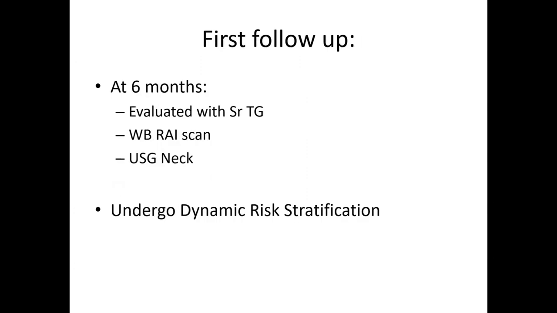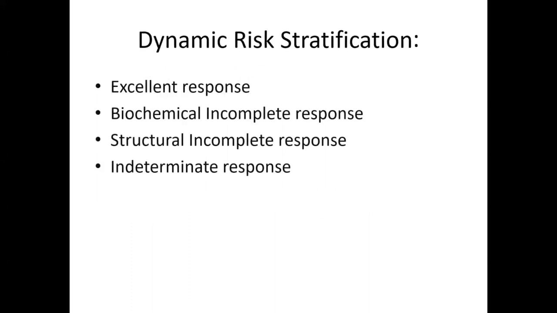Now, after our RAI, we call the patient at 6 months. This is our first follow-up. At the 6-month mark, we evaluate the patient with preferably stimulated serum TG, USG neck, and if desired, a whole body RAI scan. Using the results of these tests, the patient undergoes dynamic risk stratification, which means that if a patient is of intermediate risk or high risk, they might not stay in this risk group throughout their life or their clinical follow-up. This dynamic risk stratification categorizes the response to treatment into 4 categories.